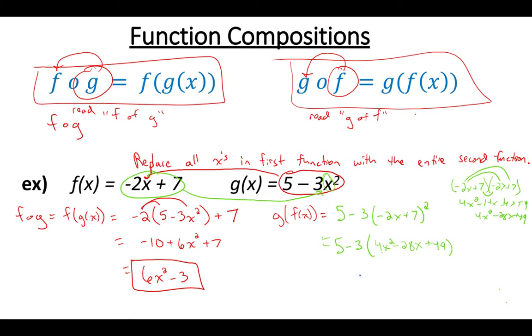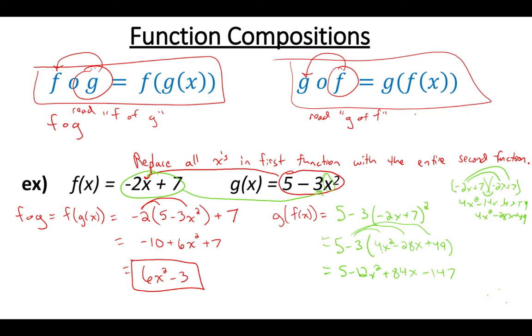We now need to distribute that 3 in, and we'll do it with the negative 3. This equals 5 minus 12x squared plus 84x, it's a double negative, and then minus 147.